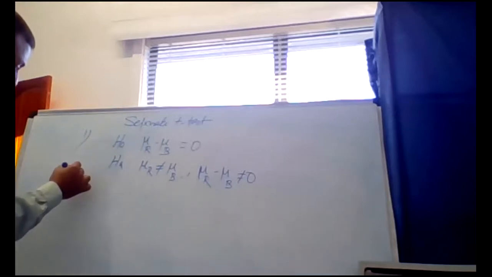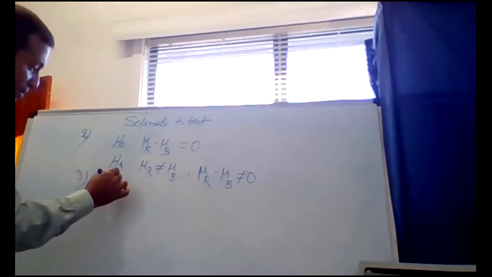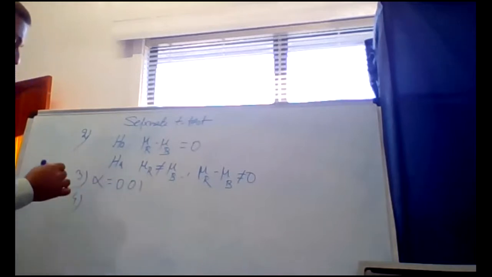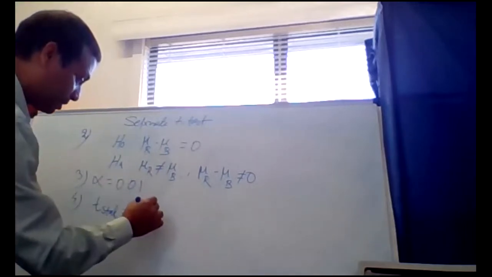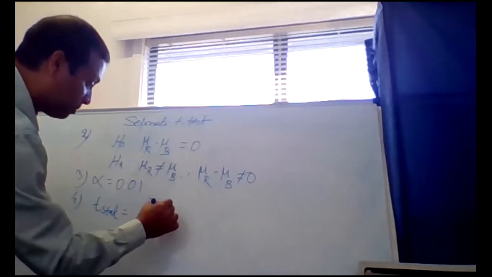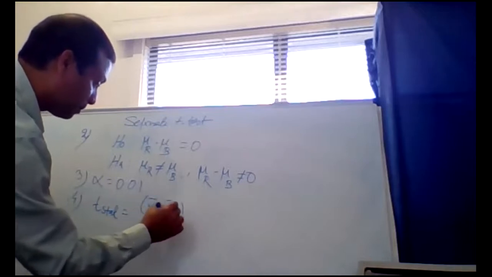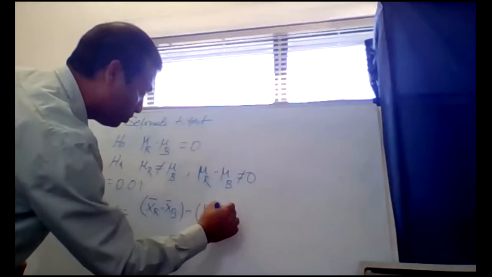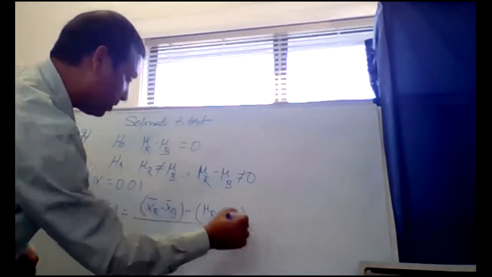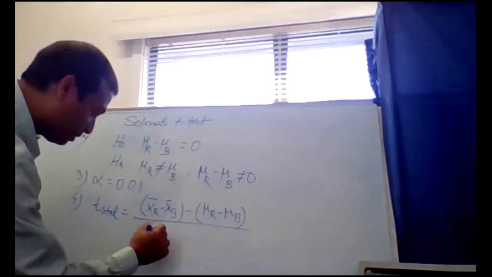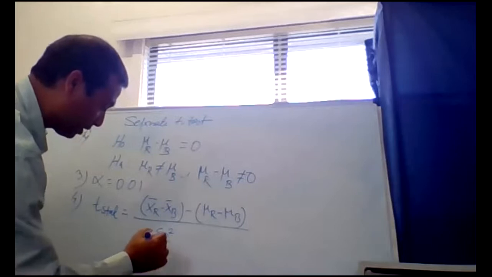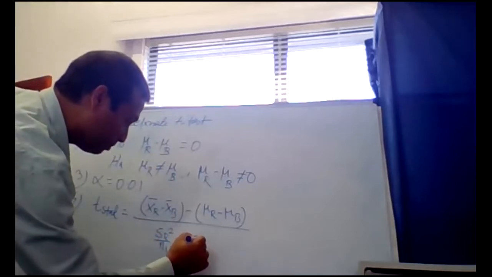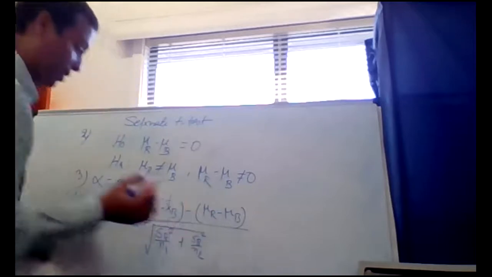What is the next step? This is the second stage. Third stage is find out alpha value. What is the alpha value? 0.01. And then finally, the very important step is find out the t-stats using the formula. You remember x bar for red minus x bar for blue minus mu red minus mu blue, divide by, what is the formula? Square root of SR squared by NR, or N1, I'm simply writing N1, plus SB squared by N2.